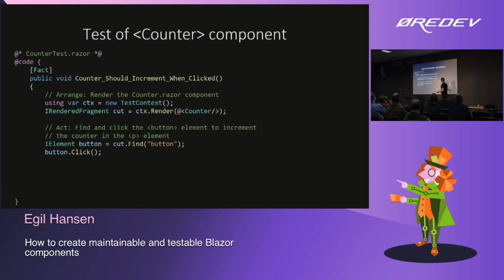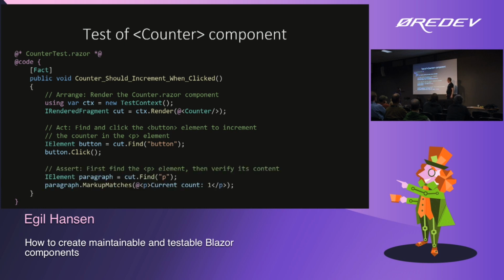So now that we have the counter, we want to find that button and click it. We do that by using the Find method. The Find method takes a CSS selector, so we just pass in that we want to find the button, and once we have the button, we call the Click method. And the Click method will trigger the event handler bound to the button in our Razor component.